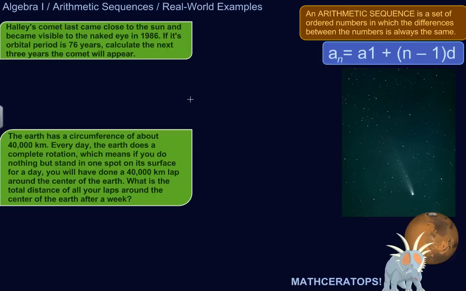Okay, I want to make a couple of connections between arithmetic sequences and the way stuff works in nature. So first, let us review what an arithmetic sequence is in the first place. It's simply a set of ordered numbers, numbers that are in a certain order.